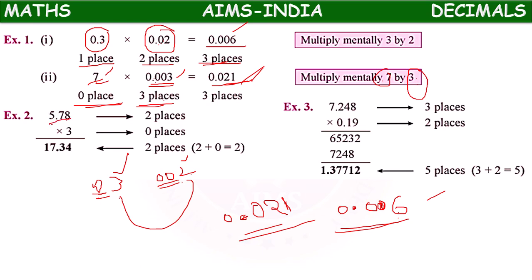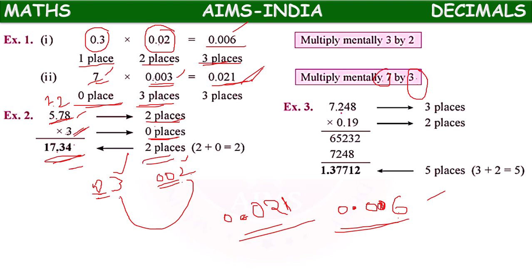Next, 5.78 into 3. Here 2 decimal places, here 0 decimal places. Let's multiply with 3. 3 8 times, 24. 2 remaining. 3 7 times, 21 plus 2, 23. 3 remaining. 3 5 times, 15 plus 2, 17. So after 2 decimal places we will keep a point, because 2 plus 0 equals 2. That's why 17.34.